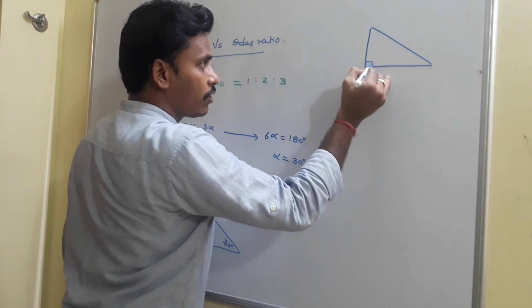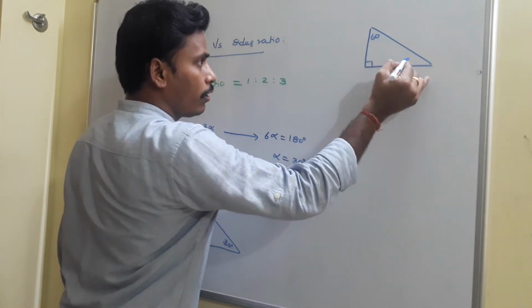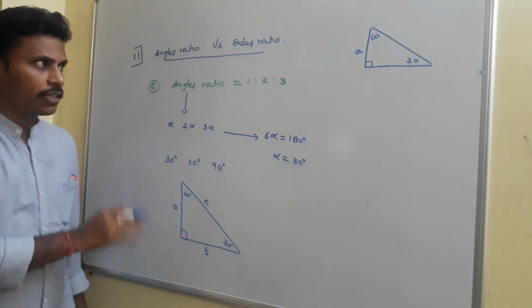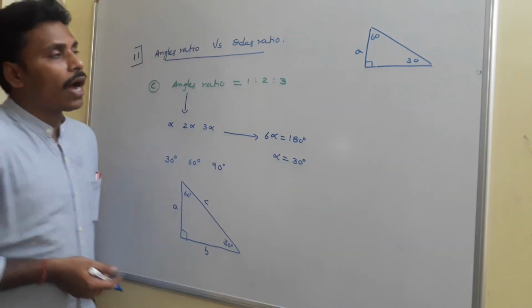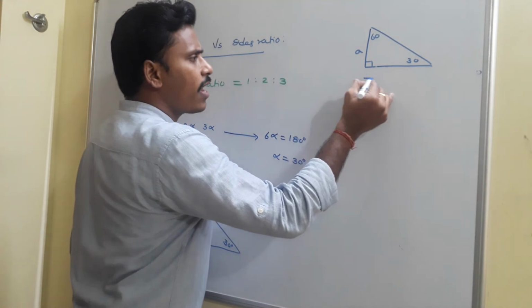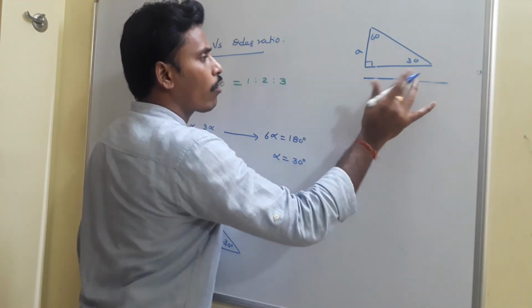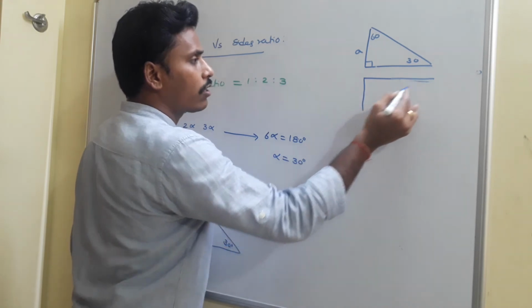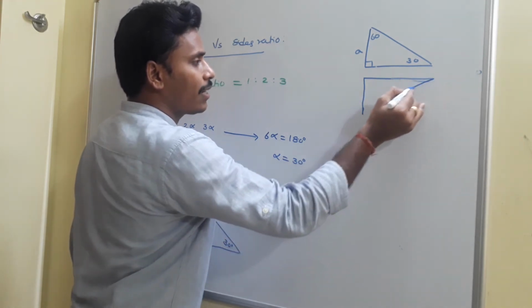For this triangle, this is 90, this is 60, this is 30, this is A. For some time I just leave that B and C. You need to consider the same triangle, one more triangle which is exactly the same as this. Congruent, right? Not similar. You need to take exactly the same triangle.